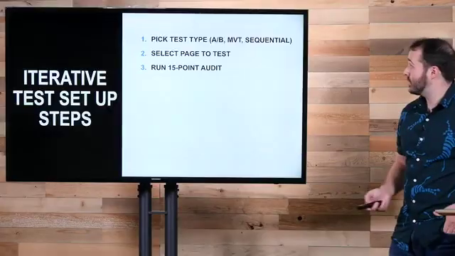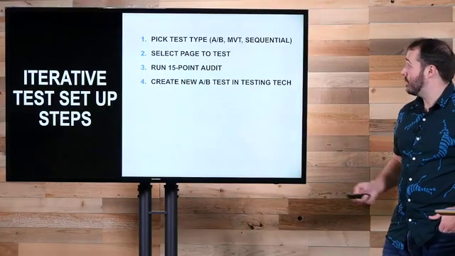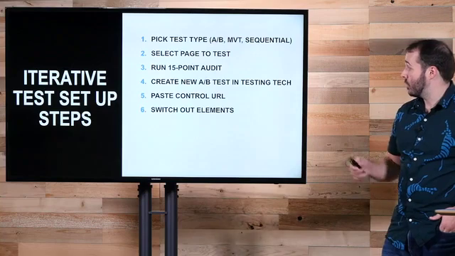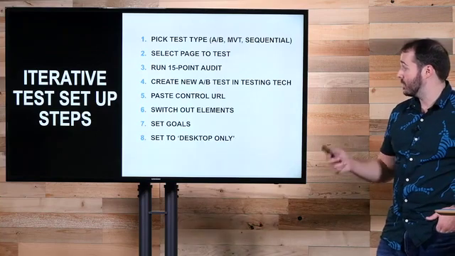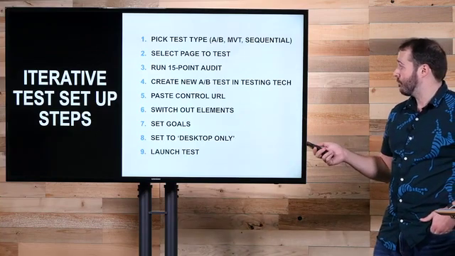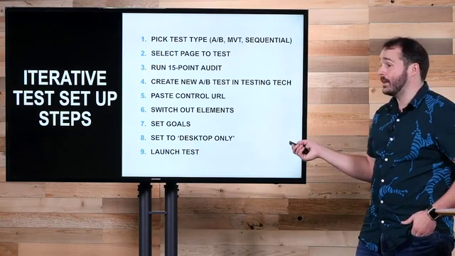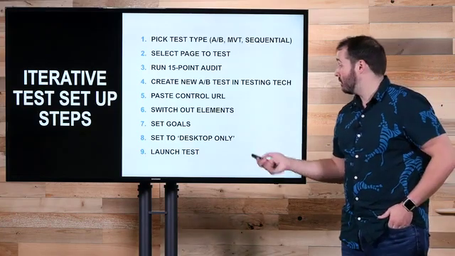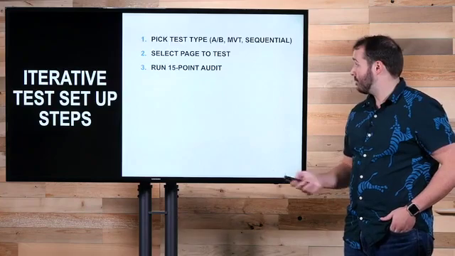Iterative test setup. Mostly with iterative tests, these fall within the visual editor. You're changing a headline, a title, a link, the color of something, or an image. Select the page to test, run your audit, create a new A/B test in your testing tech, paste the control URL, switch out your elements, set your goals, set to desktop only unless you actually QA it and can get it on mobile, and launch the test. Oops, that was 9.